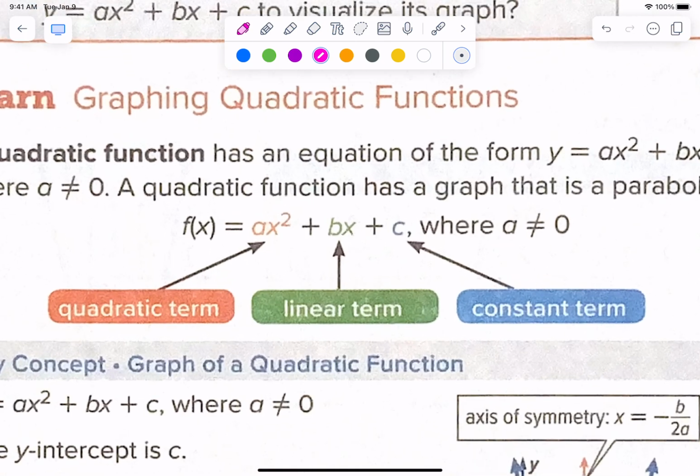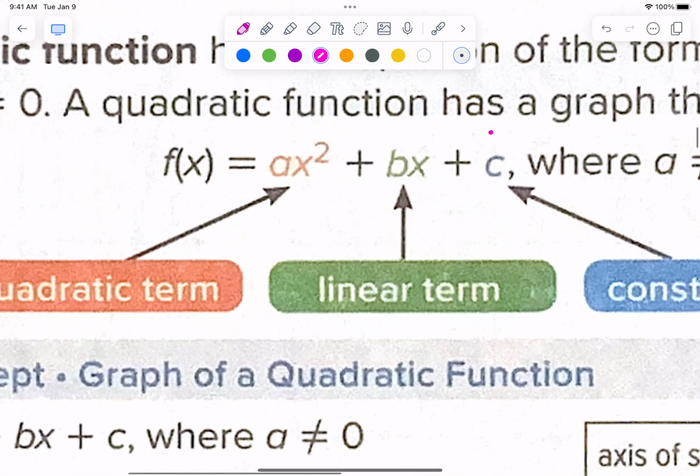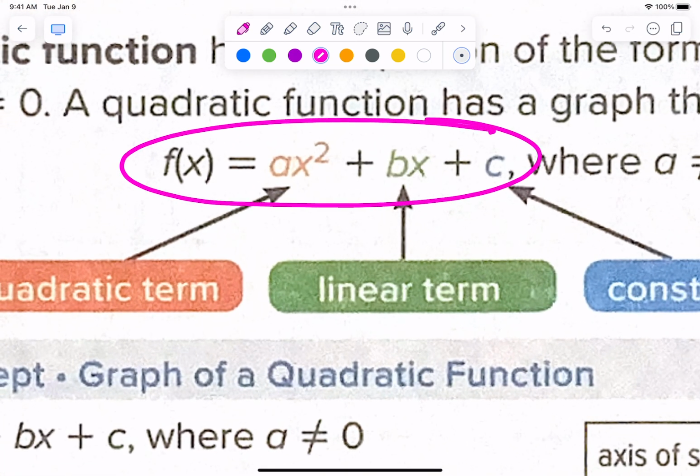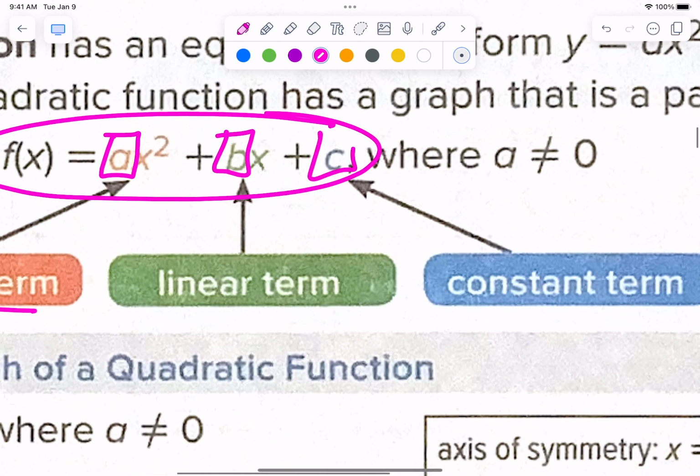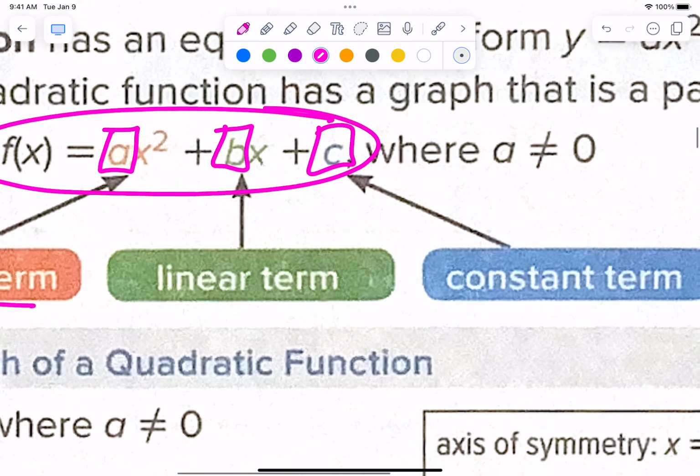Graphing quadratic functions, okay? First thing they have in 3 different colors is ax squared plus bx plus c, yeah? Okay, we have a is your leading coefficient. That is your quadratic term. Then b is the linear term, and c is what's called the constant term. He is just a number with no x on him. Yeah? a, b, c. We got it?